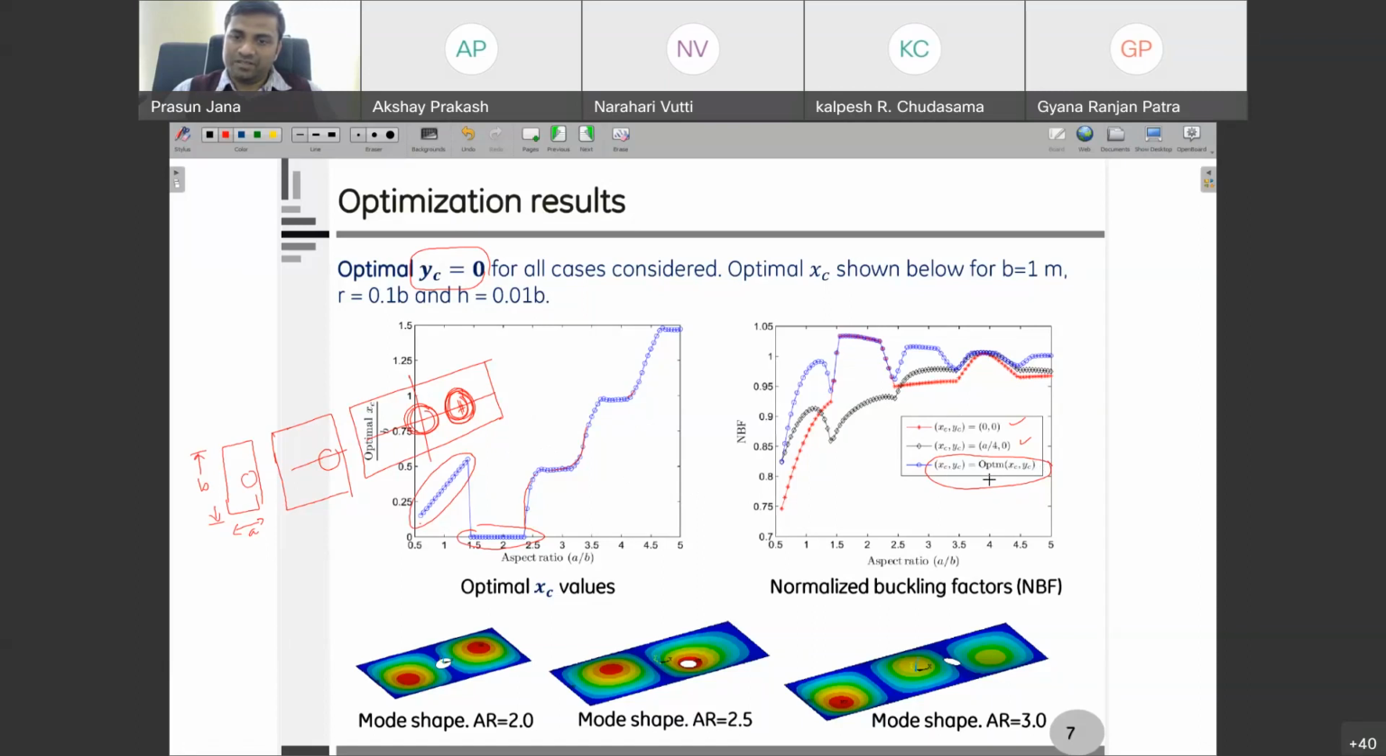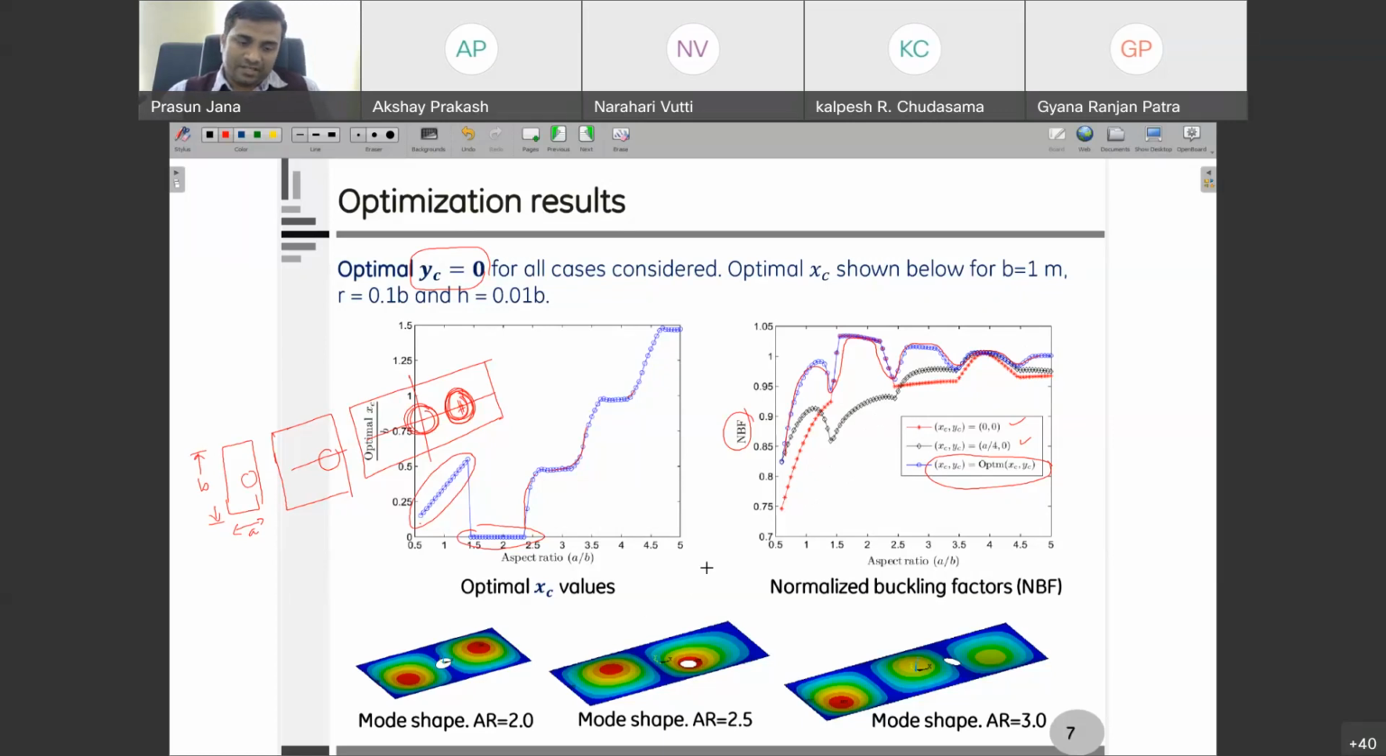If you compare these three locations, the NBF for the optimum location gives this curve. So this is the optimal, or maximum, buckling load we obtain from this optimization scheme. You can see that, at least partially, this shows that it is the true optimum. Okay.